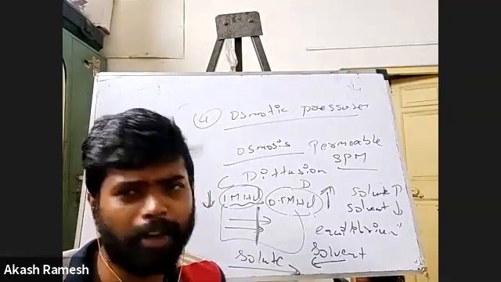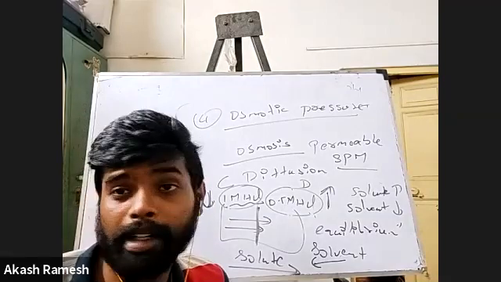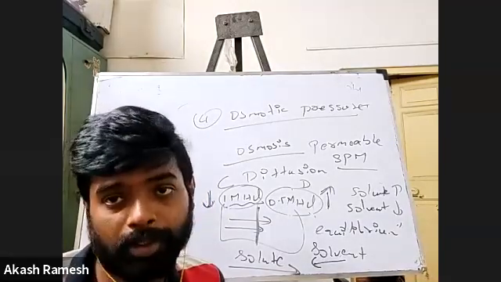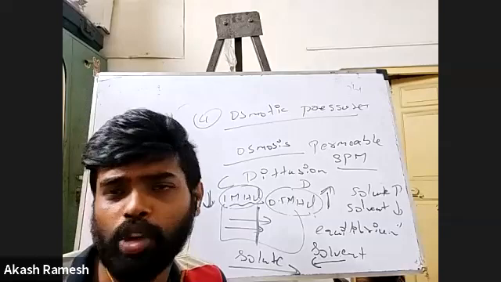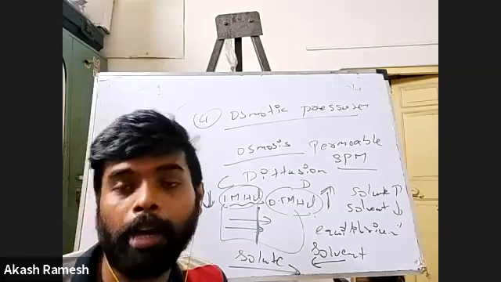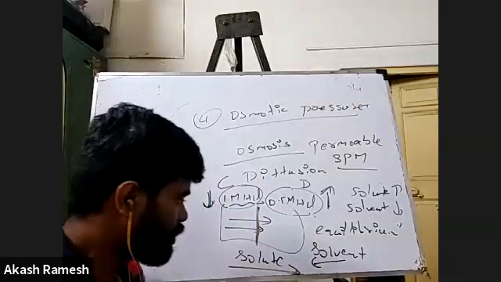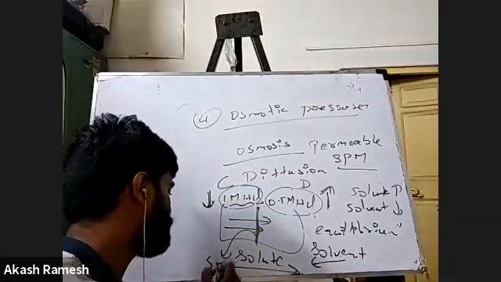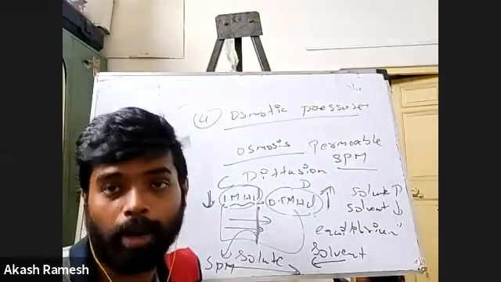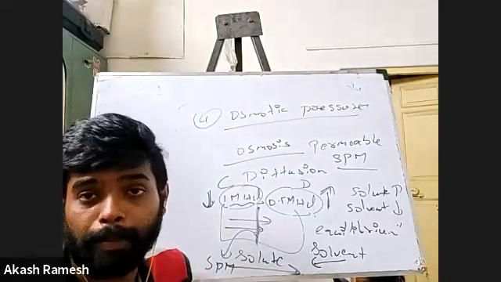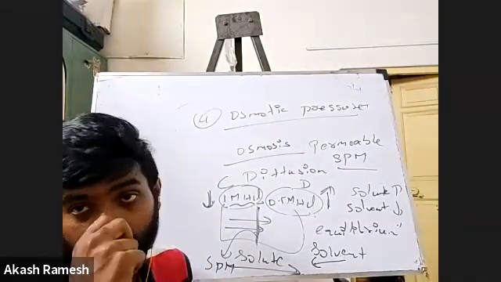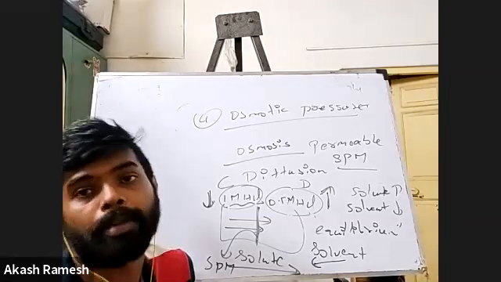From the definition, I think you'll be able to understand the difference between diffusion and osmosis, right? In diffusion, there is no requirement of an SPM. But for osmosis, we require a separation, and this separation should be an SPM, a semi-permeable membrane. I'll tell you what an SPM is, don't worry.